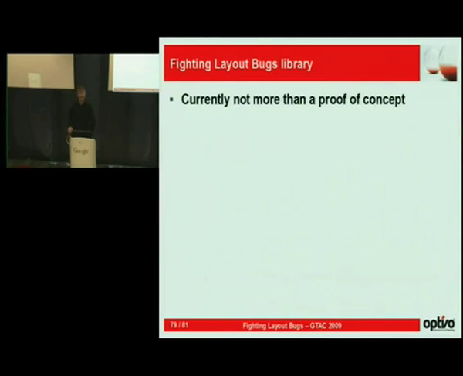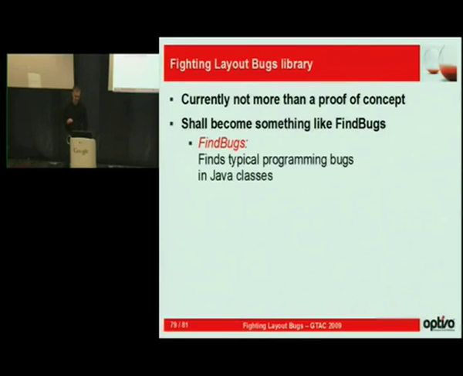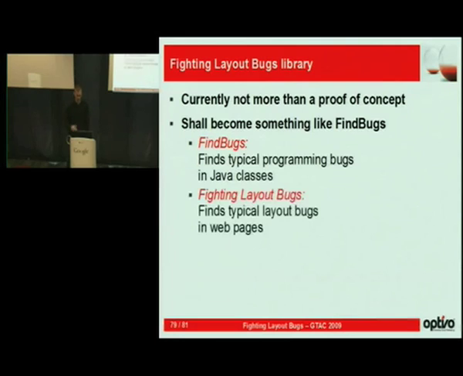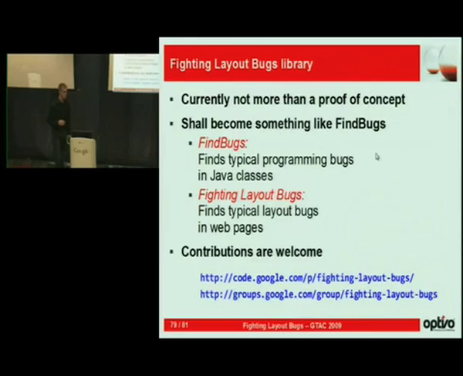Okay, once again, back to the Fighting Layout Bugs library. It's really not more than a proof of concept at the moment. But what I hope is that it becomes something like FindBugs. FindBugs is a library which detects typical programming bugs in Java classes. And Fighting Layout Bugs should become a library which finds typical layout bugs of web pages. Sounds similar. Of course, contributions are welcome.